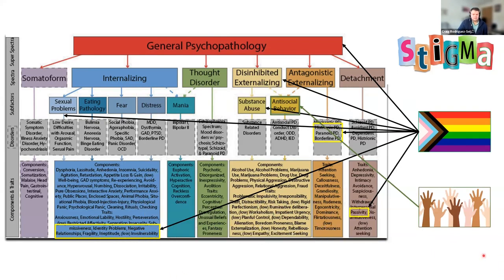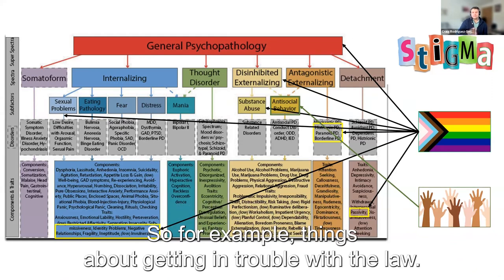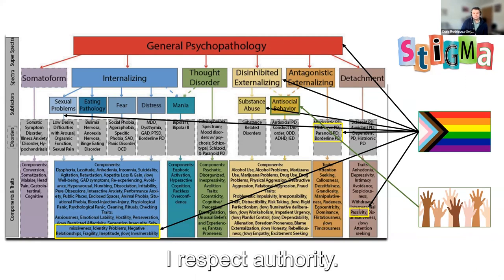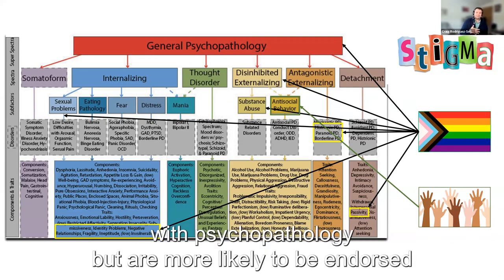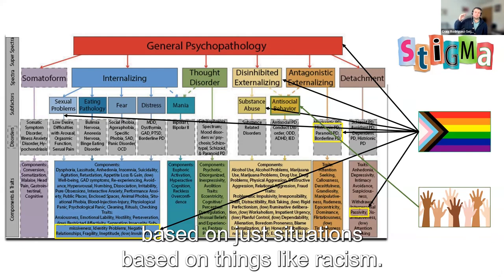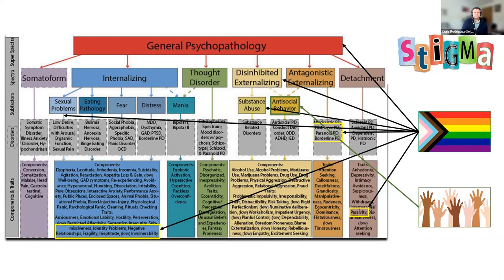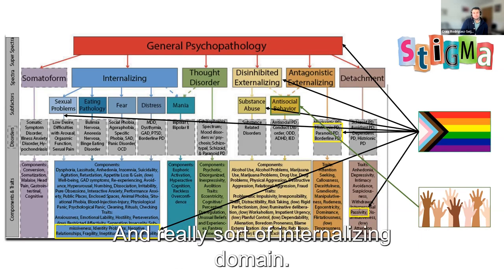For example, in the US, in the HiTOP DAT, the CAT-PD, there are norm violations, for example things about getting in trouble with the law. I am a law-abiding citizen. I respect authority. Well, these are outcomes that might have nothing to do with psychopathology, but are more likely to be endorsed based on situations, based on things like racism. So again, thinking through the context more and more. Thinking about passivity, I have it here as a form of detachment versus a form of anxiety, related to that internalizing domain.